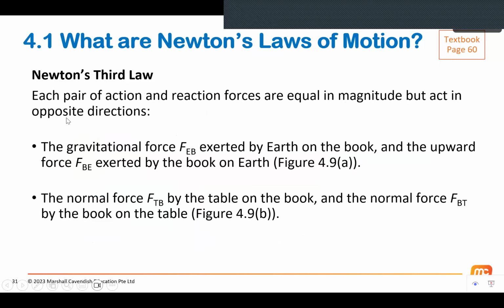So both of them are what I just mentioned. The gravitational force is downwards, and then the reaction pair is upwards, and both of them are gravitational force. And then the normal contact forces, both of them are also normal contact force. One is on the book, one is on the table.